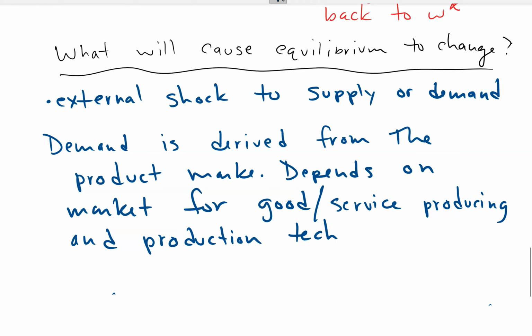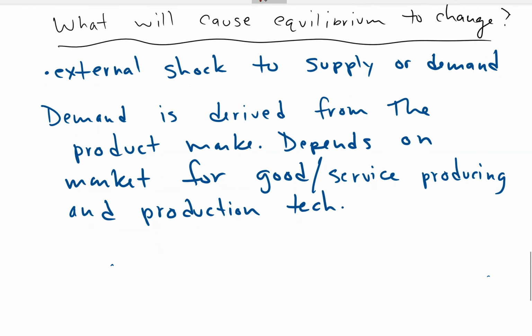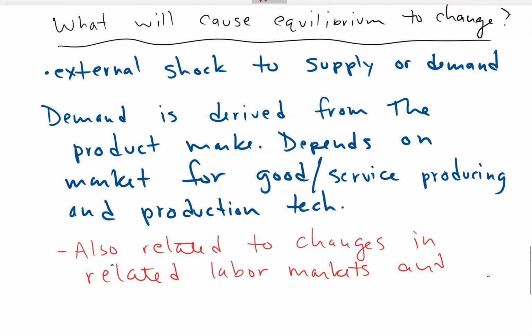If you have a big change in the market for the good or service you're producing, or a big change in your production technology, this is going to affect the labor market, but sort of indirectly. Supply is related to changes in related labor markets and changes within the household.